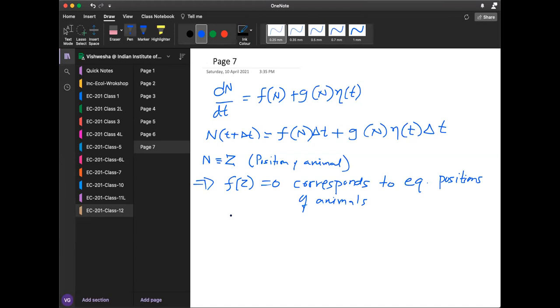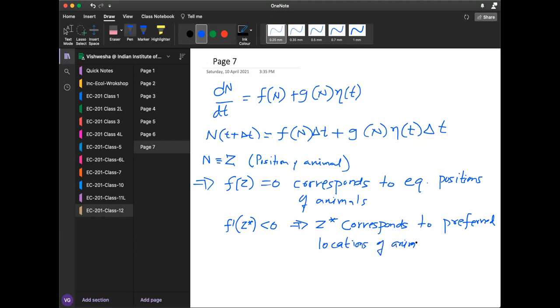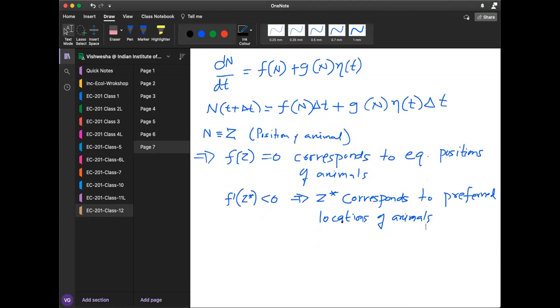Yes. Okay. Let me make one more claim now. F prime, if the equilibrium is stable, this implies that z star corresponds to a preferred location of animals. Do you agree? Because if the animal moves away from that, it will come back to that position. Is that right? Is it too much of an abstraction right now for everyone? It makes sense. Okay.